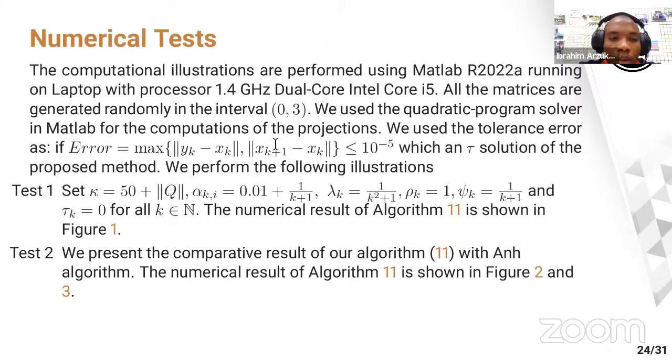Here we perform a numerical test using MATLAB R2022, with the other characteristics of the computer we use. We take the matrices with entries in the interval 0, 3, with the quadratic program solver, and we take the error of this. In the first test, we set kappa to be equal to 50 plus number of Q. These are the main parameters we use. The results for the algorithm are shown in figure 1. Then in the second test, we compare our result with the result of AN, and we show the result in figures 2 and 3.